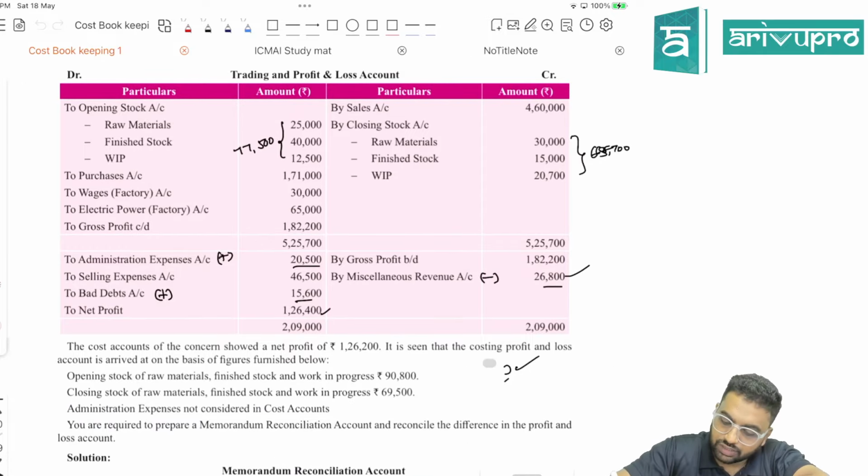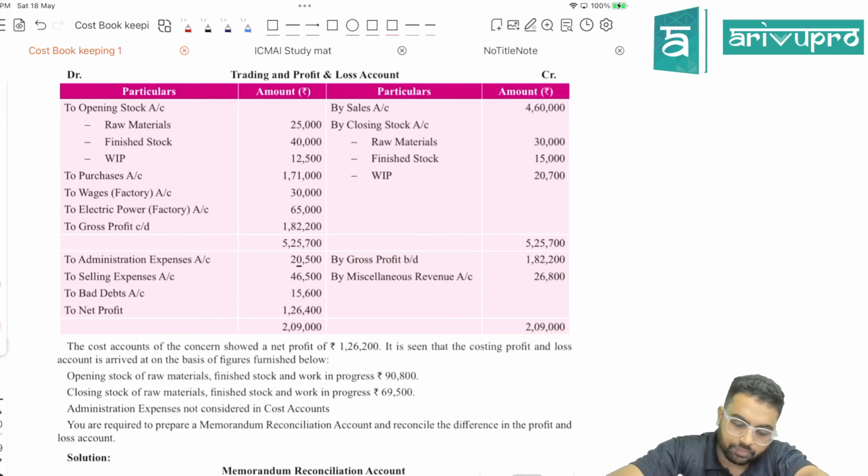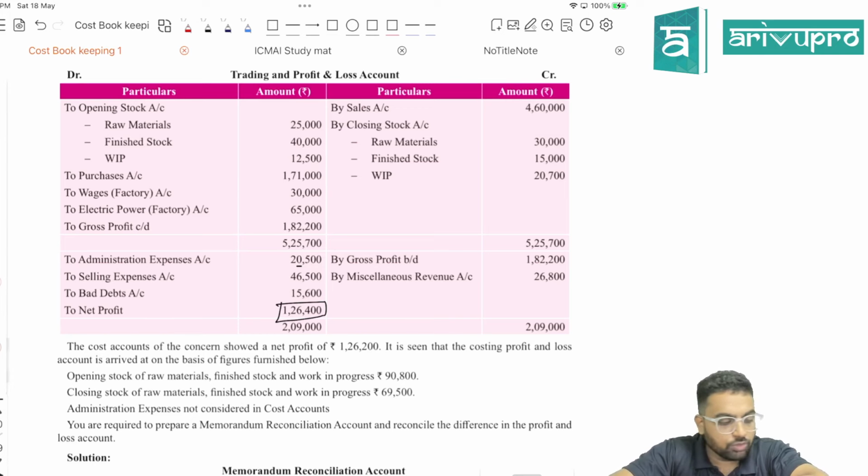Because they are asking for a memorandum reconciliation account, not a memorandum statement. Memorandum reconciliation accounts. Okay. See, as per books the profit is 126,400. So if you start with this number, we'll do one thing. We'll start with this profit only. We are starting with financial accounting profit.